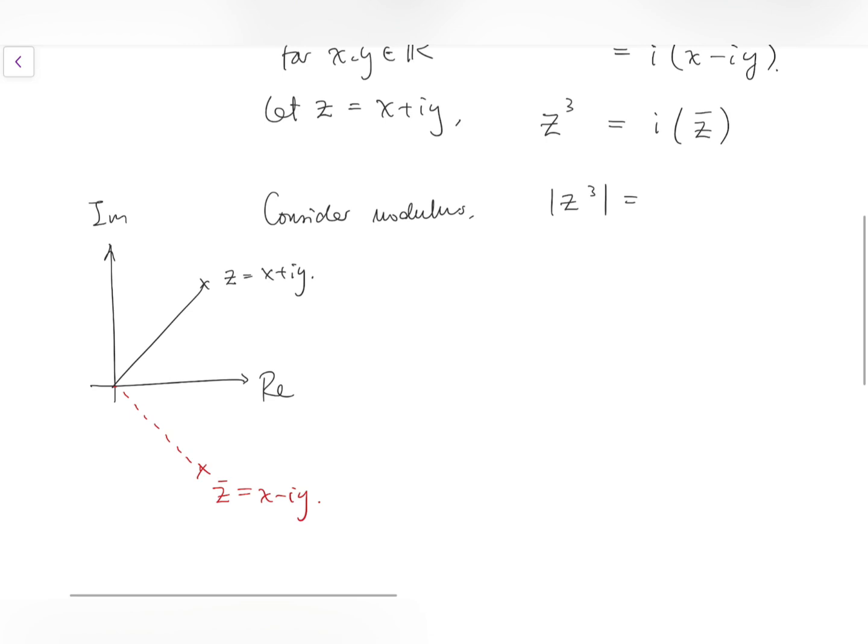The modulus of z cubed should be equal to the modulus of i times z conjugate. Then the modulus of z cubed is equal to the cube of the modulus of z, and that equals, since the modulus of i is just 1, 1 times the modulus of z. So now we can solve a real cubic equation.